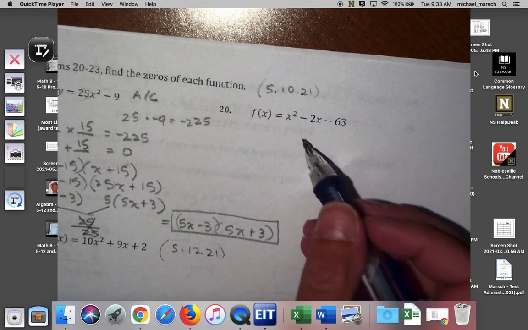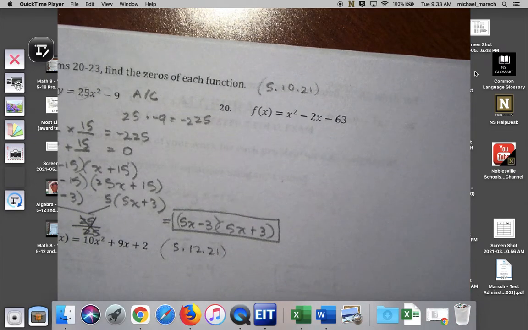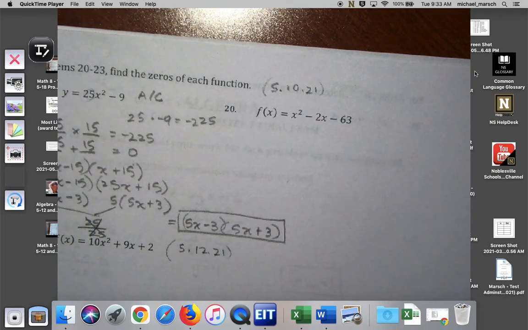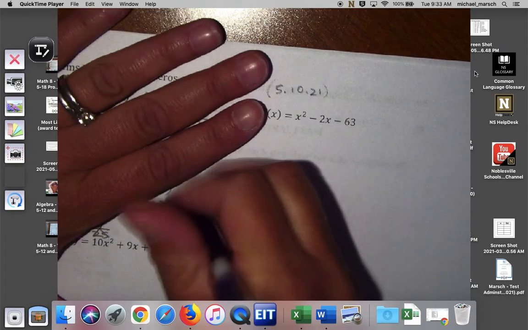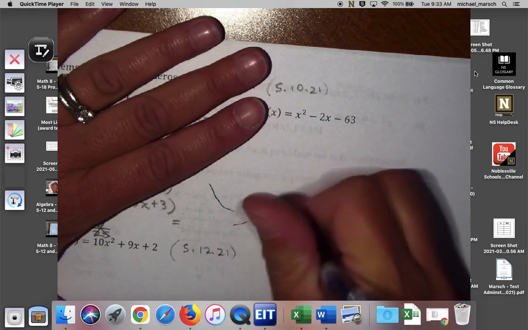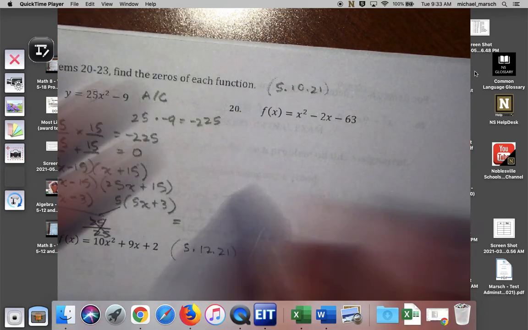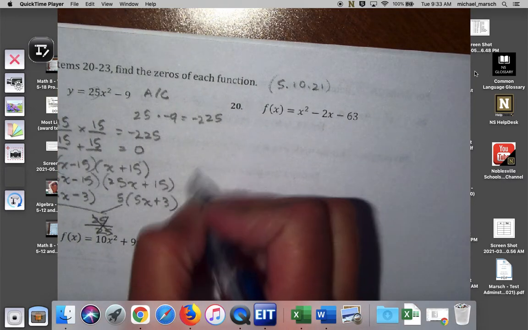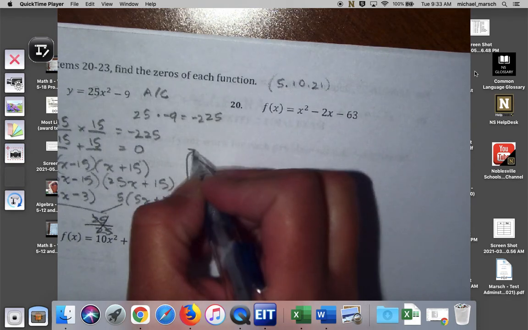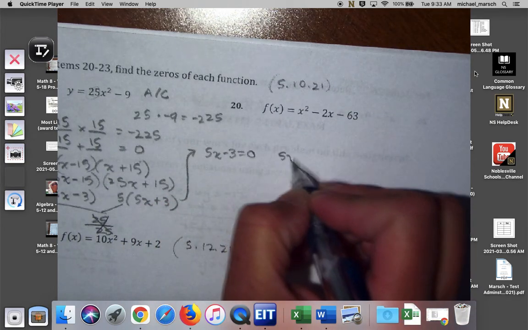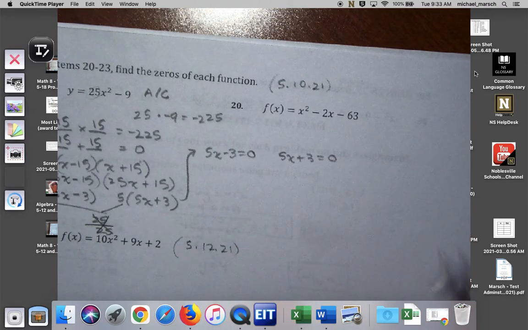All right, number 20 is slightly easier. Oh my gosh, I'm supposed to find the zeros of these. Okay, hold on. Not done yet. That's what I get for not reading the directions. So now I have these two quantities. 5x minus 3 equals 0. 5x plus 3 equals 0.